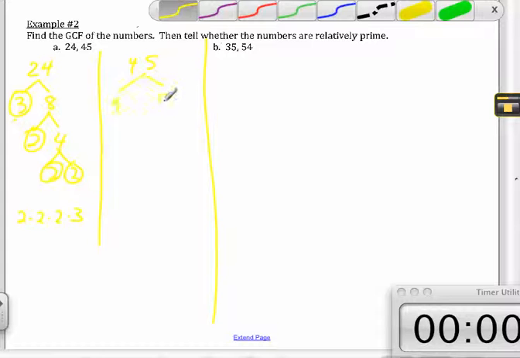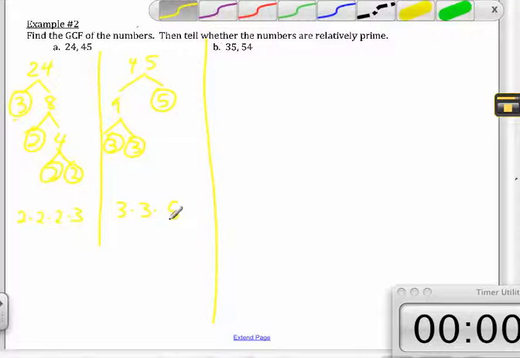45 is 9 and 5. Now, guys, I'm not even thinking about what it is. I mean, it's probably, I don't know, a 3? Just 3 goes into both of them? I don't know. Let's see. And then break 9 up into 3 and 3. So the factorization for 45 is 3 times 3 times 5.